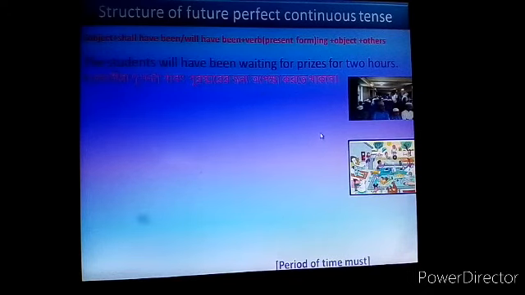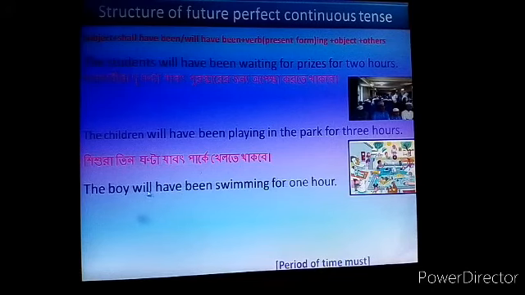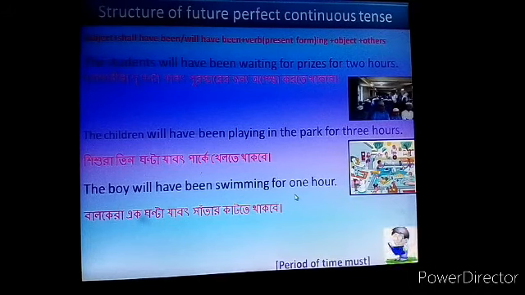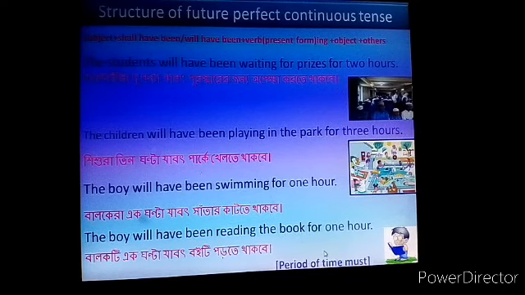Look at the picture also and make a sentence. The children will have been playing in the park for 3 hours. The boy will have been swimming for 1 hour. The boy will have been reading the book for 1 hour. In future perfect continuous tense, we can also see that a period of time must be present.